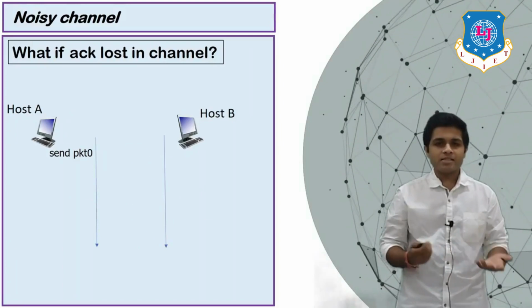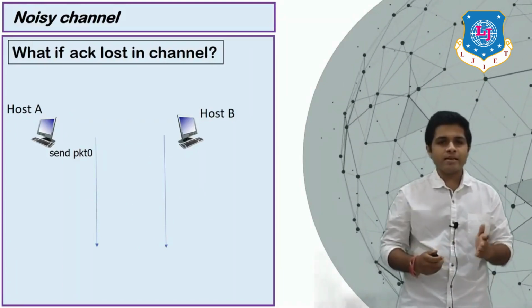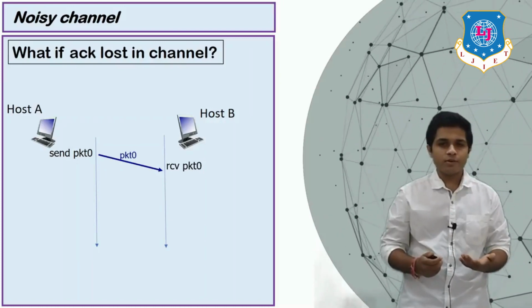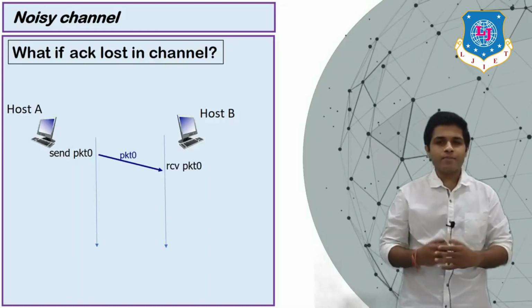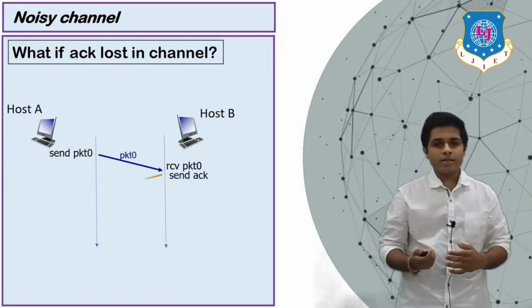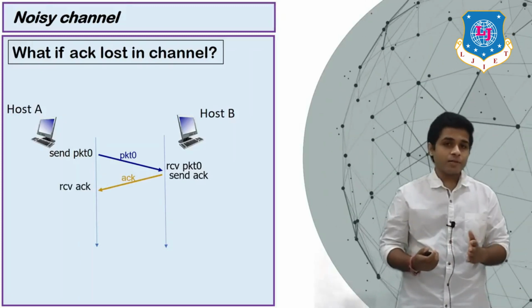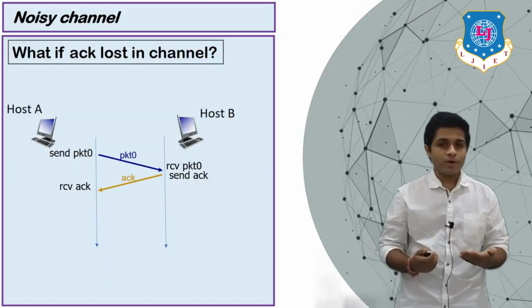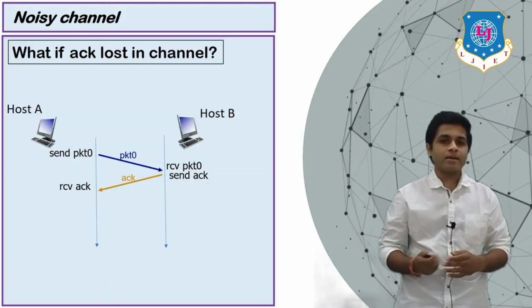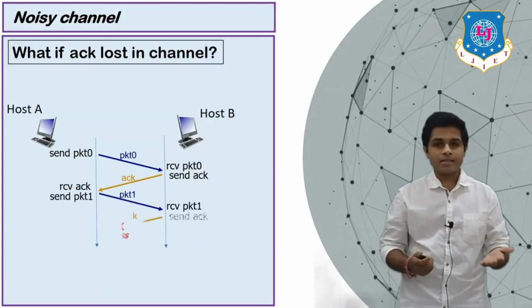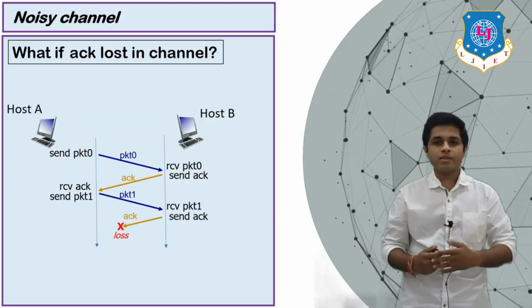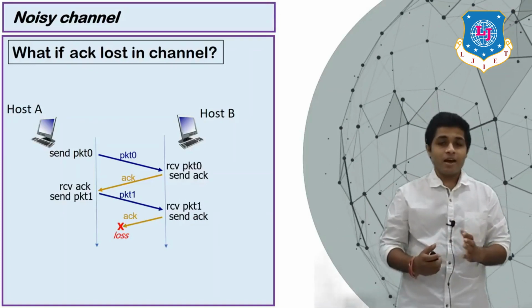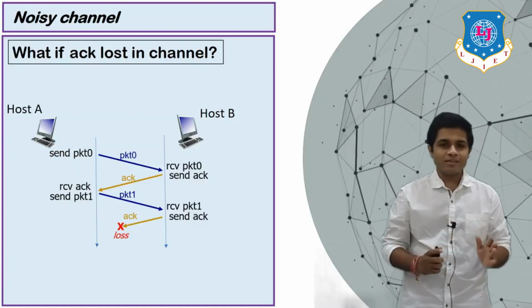So let's take the same situation that A has sent the packet 0, then B has received the packet 0. Because it is stop and wait, B will send the acknowledgement. When A receives the acknowledgement, from that it will know that packet 0 is received successfully. Now it's turn to send the packet 1. It has sent the packet 1. B has received the packet 1 and B has sent the acknowledgement. Now this acknowledgement is lost in the channel.